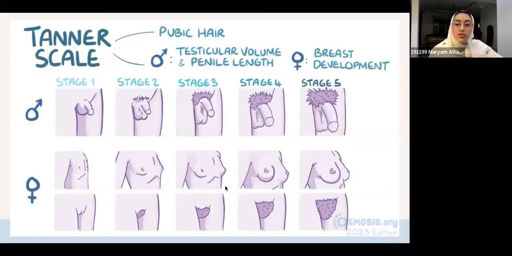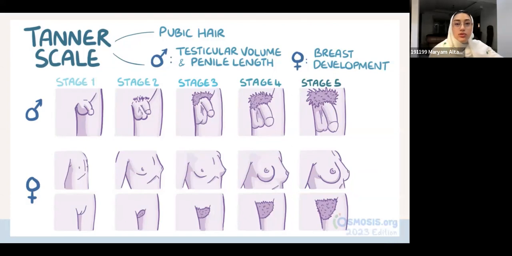Stage 4, you have increase in penile width, increase in breast tissue development with protrusion in females, and increased hair as well. And stage 5 is what we consider someone to be fully sexually developed and mature in terms of length and hair growth and breast mound, full formation of breasts in females. So this is important for you guys to know because it can help you classify the different patients that we talked about. That's 1.